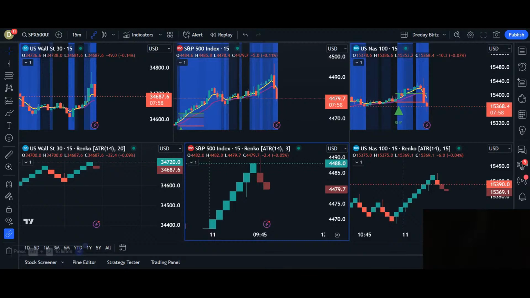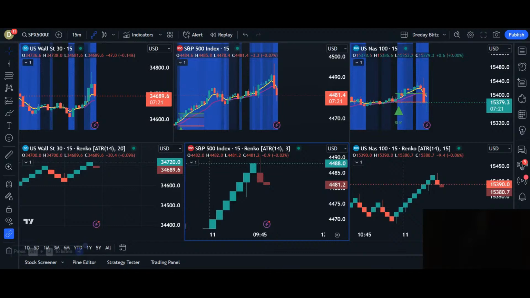All right, so we see a big push to the downside here on S&P 500. As you can see, at 9:30 it wicked going down. So we still should see more going down. US 30 is starting to reverse a little bit, but we'll see how it goes. And for Nasdaq, it's confirming a reversal here.